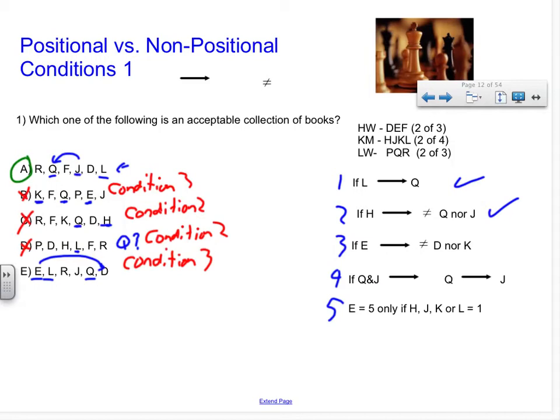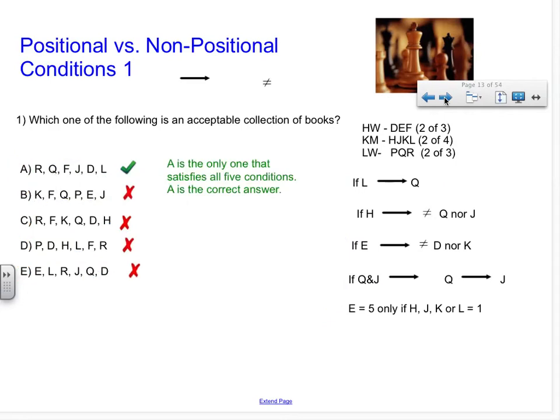And this was condition 2 for D. Oh no, D was condition 1, if L, then Q. So we can eliminate E, and A is our correct answer. Just to recap, A is the only answer that satisfies all 5 conditions. A is the correct answer.